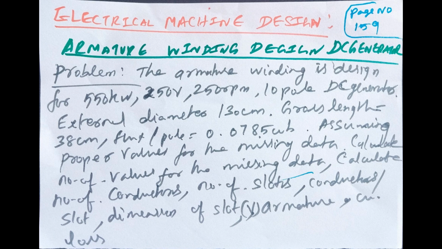Question: The armature winding is designed for a 550 kilowatt, 250 volt, 250 RPM, 10 pole DC generator. External diameter 130 centimeter, gross length 38 centimeter, flux per pole is 0.0785 Weber. Assume proper values for the missing data. Calculate the number of conductors, number of slots, conductors per slot, and dimension of slot. Fifth question: armature copper loss.